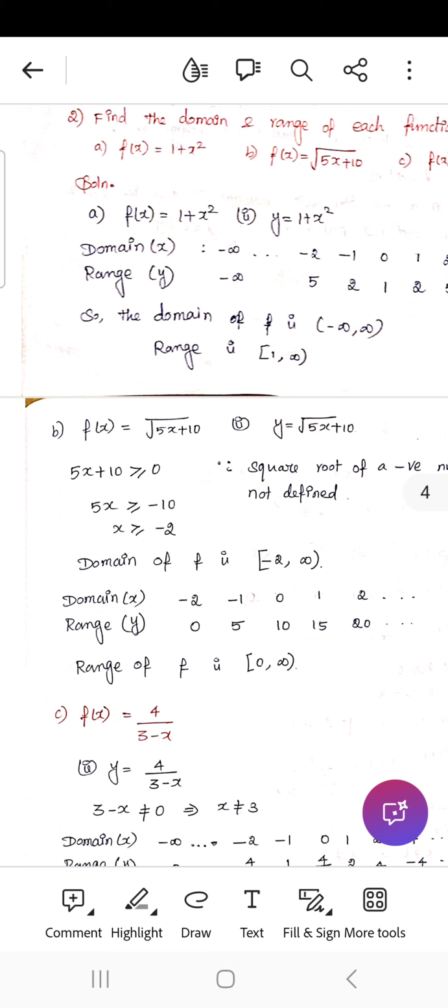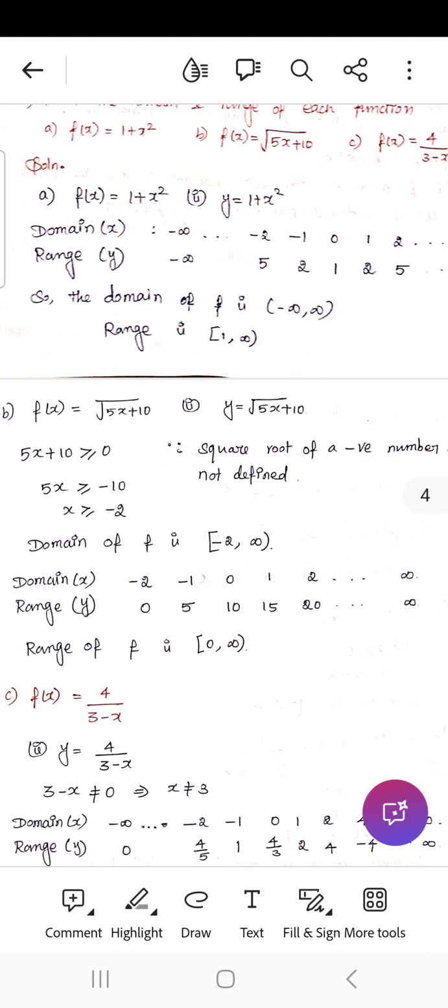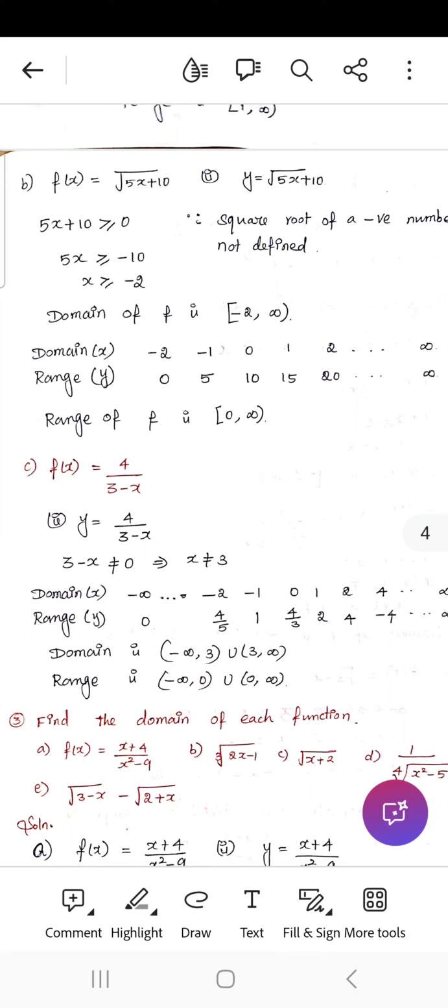Therefore domain of f has minimum value minus 2 and maximum value up to infinity, that is minus 2, minus 1, 0, 1, etc., infinity. Substituting these values in f of x, we get the values 0, 5, 10, 15, 20, etc., infinity. Therefore range of f has minimum value 0 and maximum value infinity, that is the half open interval 0, infinity. Next problem is f of x equal to 4 by 3 minus x.